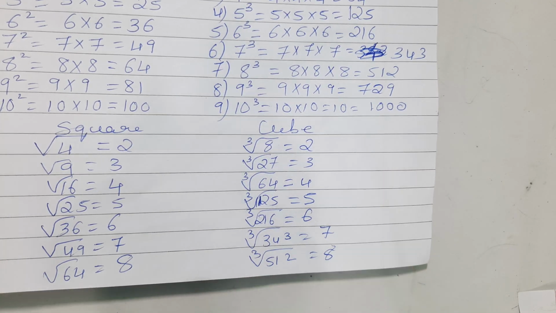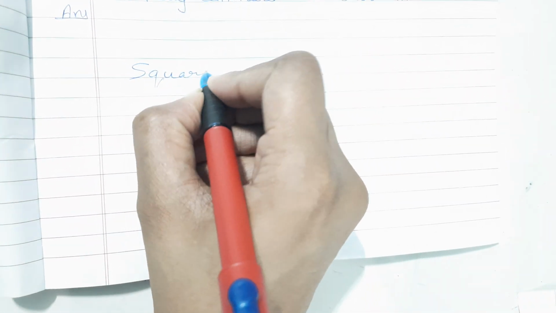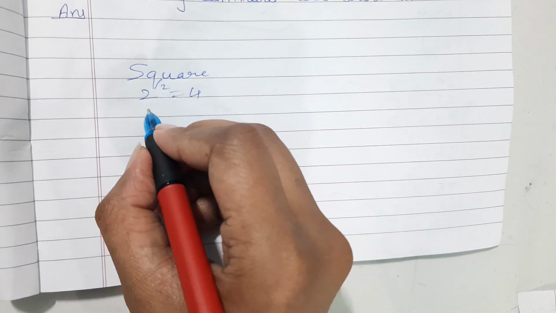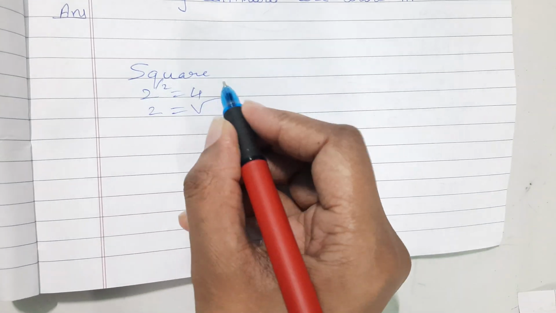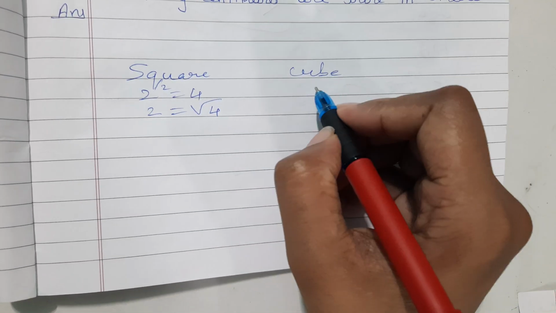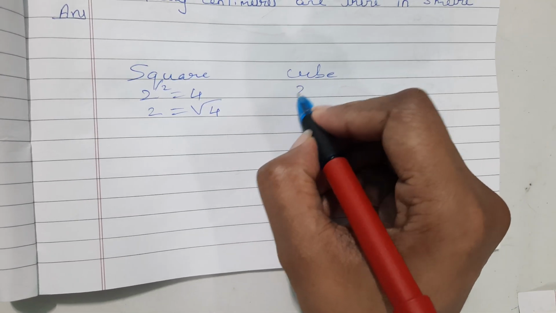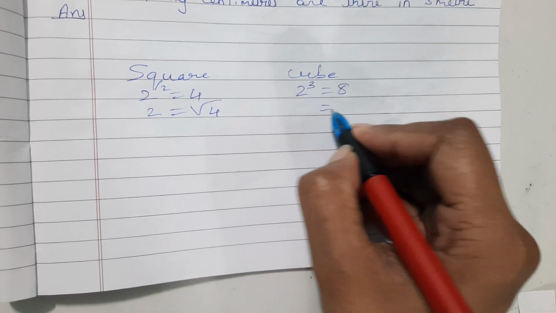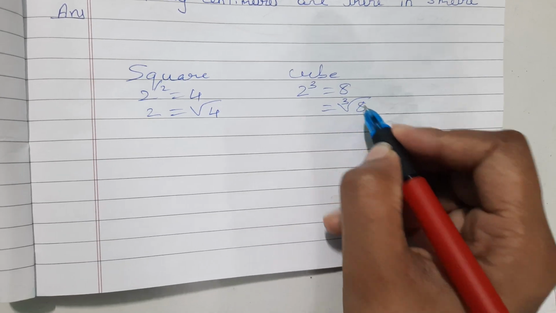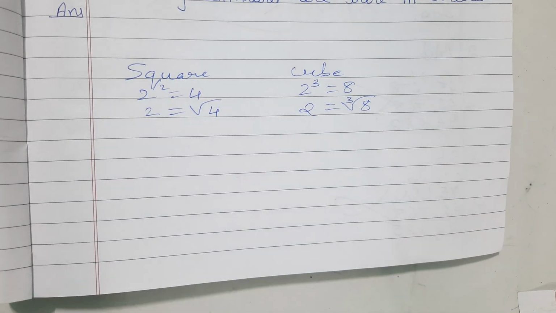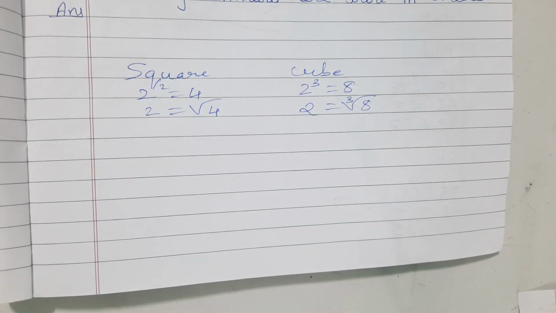So basically, in square, let me give you an example. Square means, suppose 2 square will be 4. If I give the square root here, it will become 2. For cube, suppose 2 cube will be 8. If I give a cube root for this, it will become 2. I hope you have understood the difference between a square and a cube.